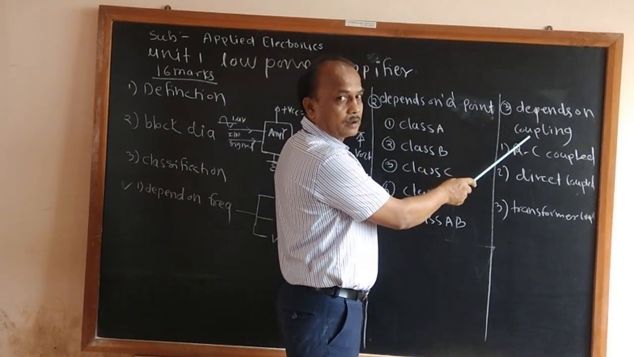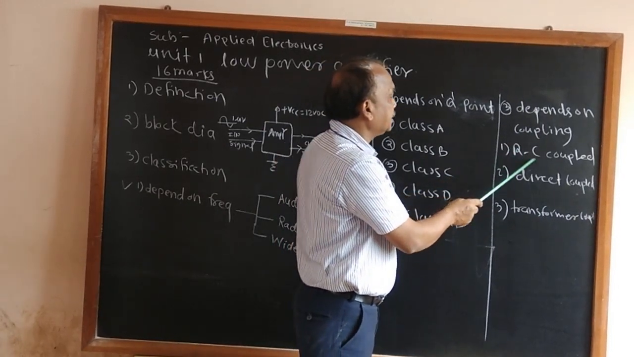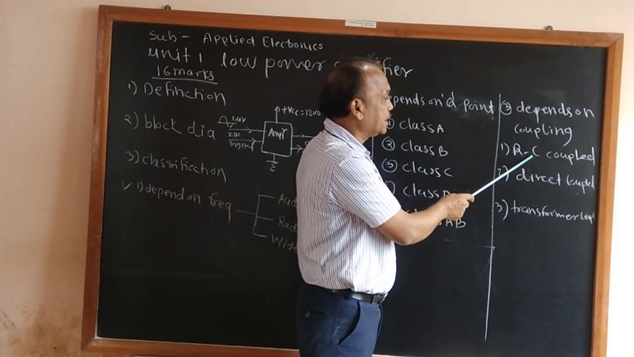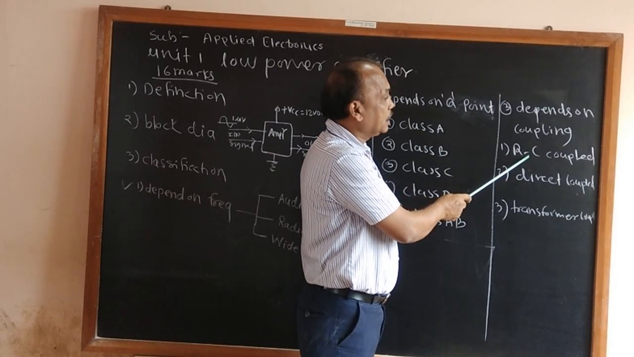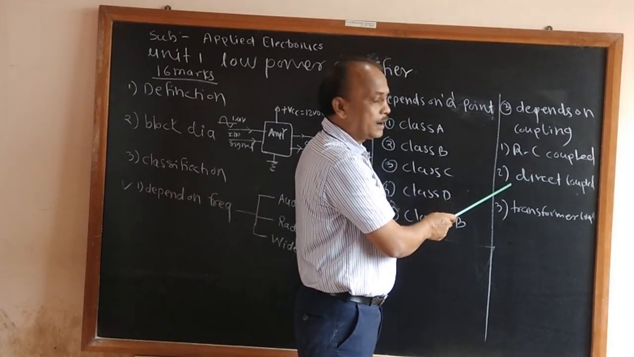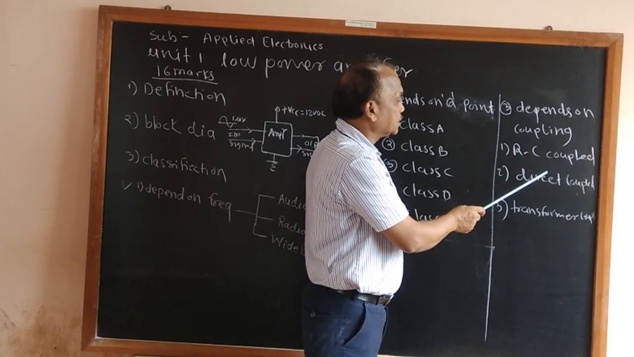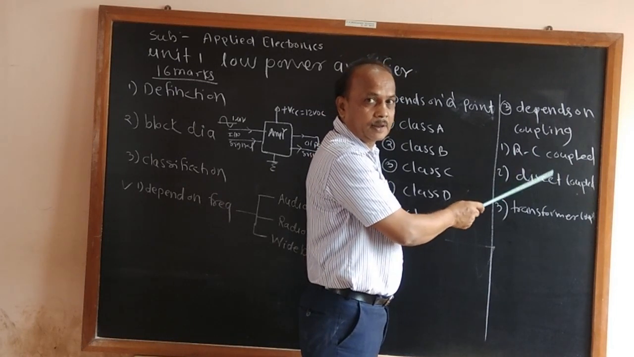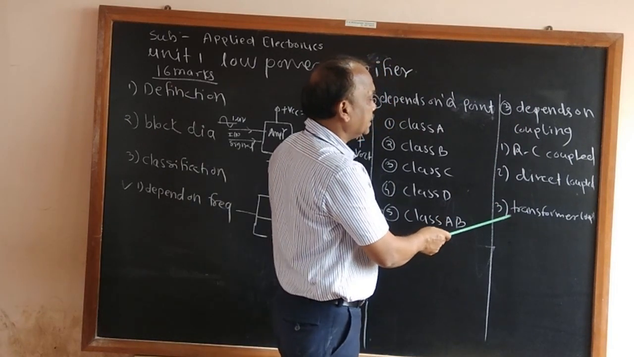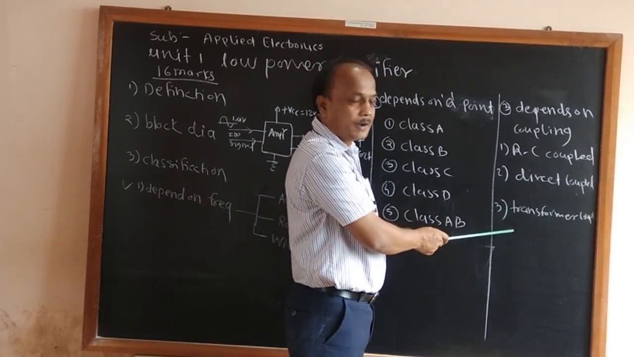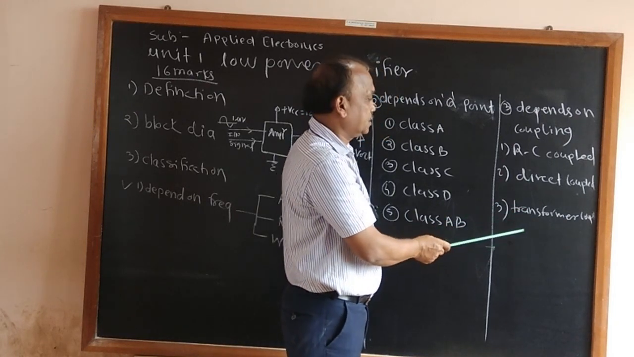Now the third one is depends on the coupling. Again there are classifications. First one is RC coupled amplifier. The name indicates that we are using resistor and capacitor components, hence the name RC coupled amplifier. Second one is direct coupled amplifier. Here we are not using any components. We directly connect one amplifier to another amplifier, and this is known as a direct coupled amplifier. Third one is transformer coupled amplifier. The name itself indicates that we are using a transformer to couple two transistor stages.